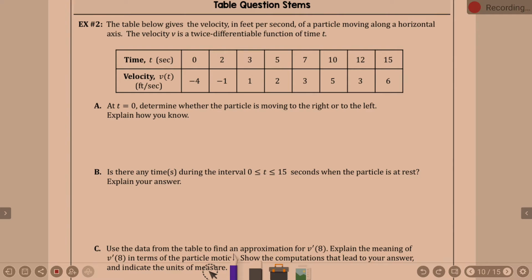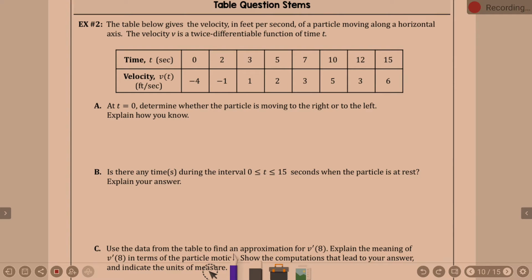So the table gives the velocity. Always pay attention, whether it's a table or a graph, to what's in that graph or what's in that table. In this case, velocity. The table below gives the velocity in feet per second of a particle moving along a horizontal axis. The velocity v is a twice differentiable function of time t. Okay, so we've got the information. At t equals 0, determine whether the particle is moving to the right or to the left. Explain how you know.